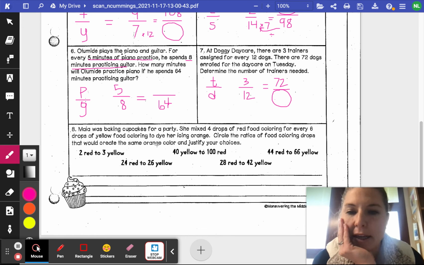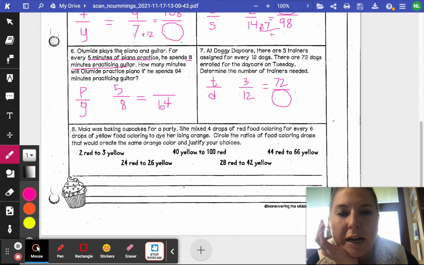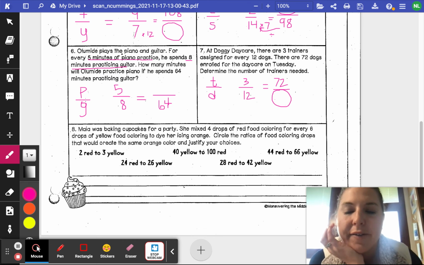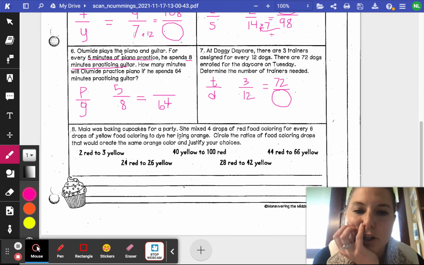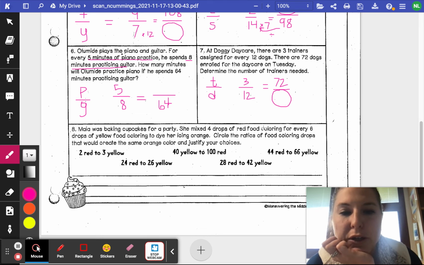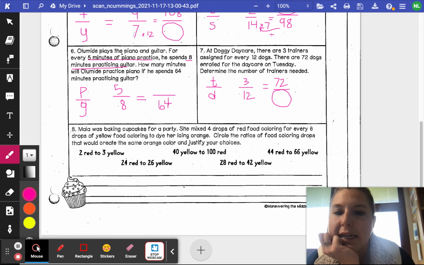Maya was baking cupcakes for a party. She mixed 4 drops of red food coloring for every 6 drops of yellow food coloring to dye her icing orange. Circle the ratios of food coloring drops that would create the same orange color and justify your choices.